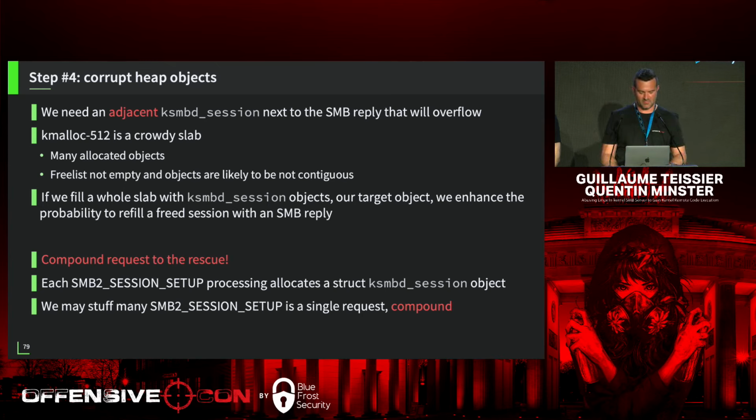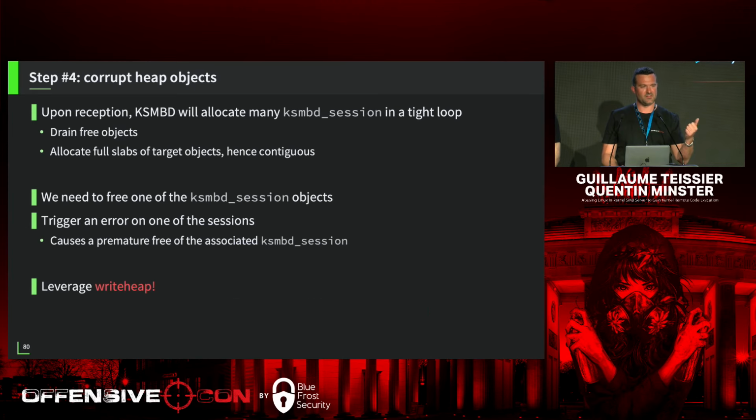So in order to do this, we need to be as quick as possible, and we need to take as many sessions as we can to fill full slabs. I mean, first draining the free list, and then be able to allocate in full slabs of KSMBD session. And this way, once we corrupt a single KSMBD session, we have chances to win and to overflow a session. So now the question is, how do we free one of the KSMBD sessions? We just have to cause an error on this session, and KSMBD will free the associated memory. So now we are making a hole in a slab, and we use write IP to perform the refill with the target object that will overflow.